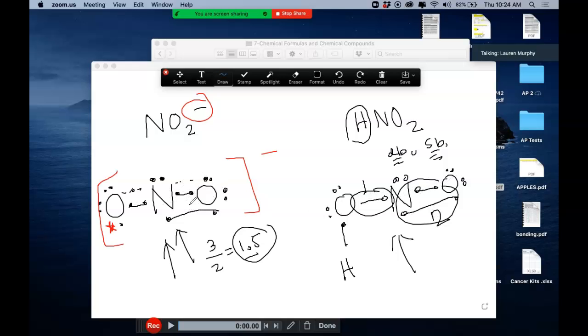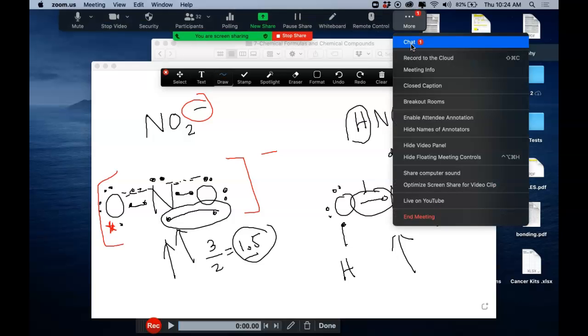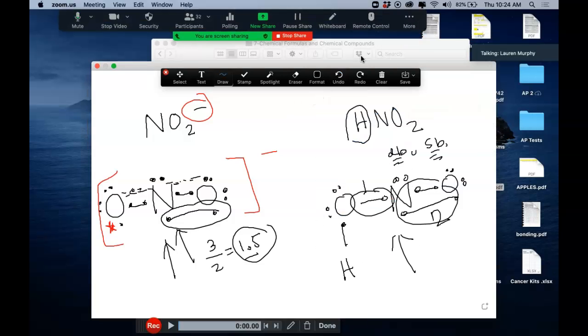Remember with resonance that these 2 electrons right here are shared evenly throughout the entire ion. Questions on how to answer that problem?